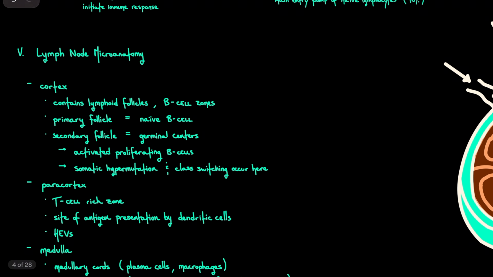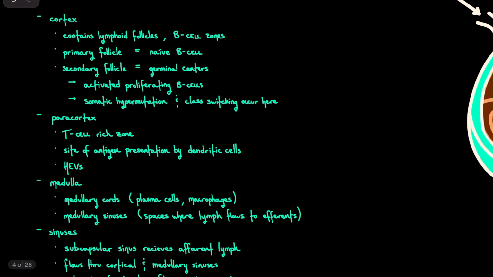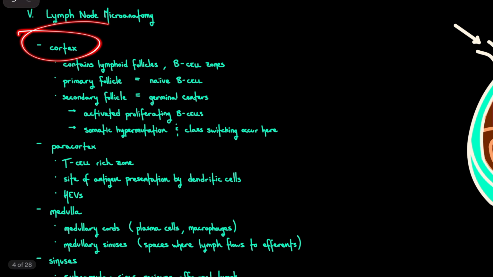So I'll go through the text here, and then we'll hit it on the diagram. So the cortex is that outer region with big follicles that are basically just B cell hangouts. We have primary follicles that are full of naive B cells just hanging out. And then secondary follicles are more so activated centers where germinal centers start to form. So these are those active proliferating B cells.